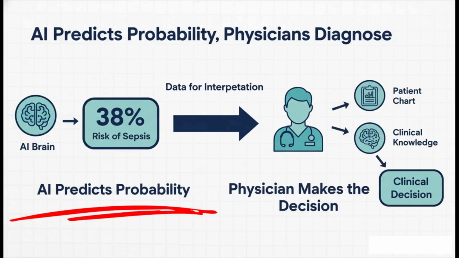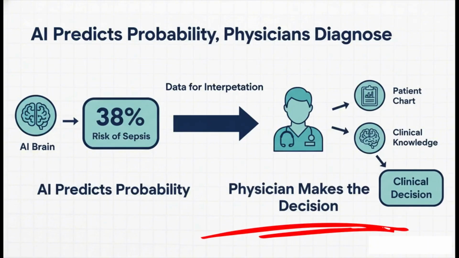It predicts a probability. It might spit out a number like, there's a 38% risk of this patient developing sepsis in the next 6 hours. Now that's a powerful piece of information, right? You can think of it like a new kind of vital sign. But it is not a final decision. It is just another piece of data for you, the expert, to interpret.